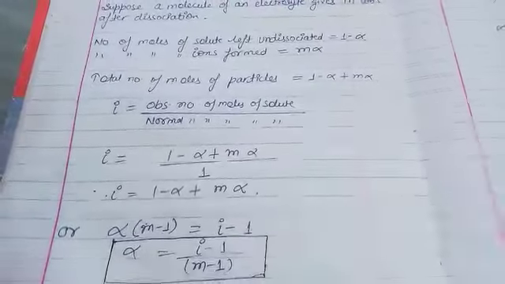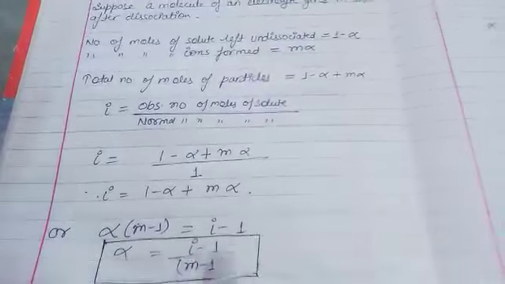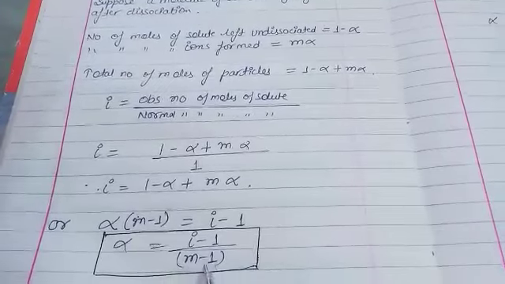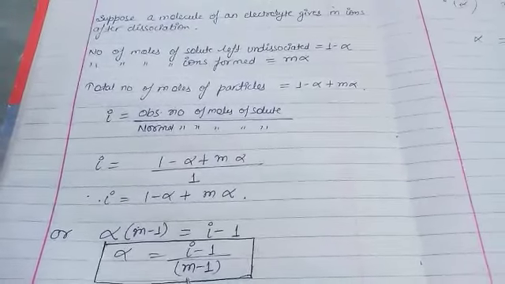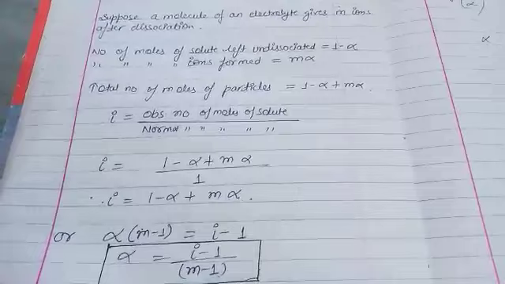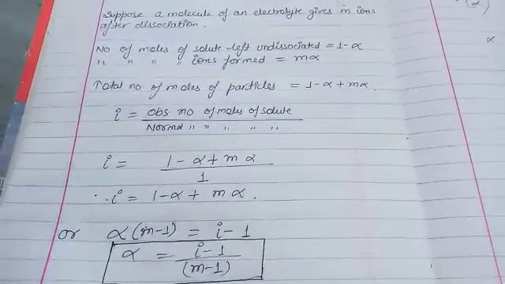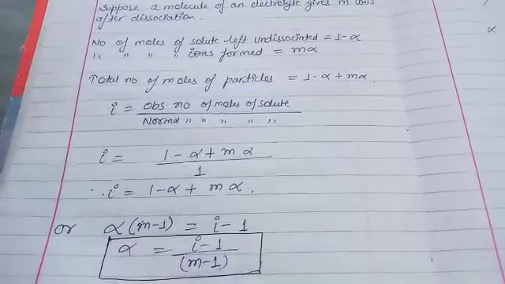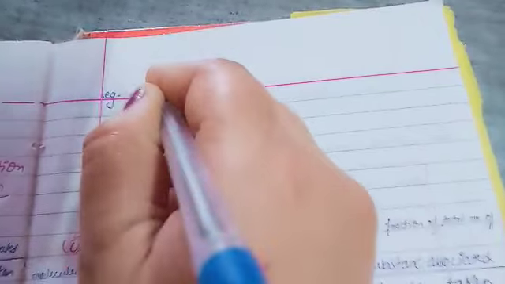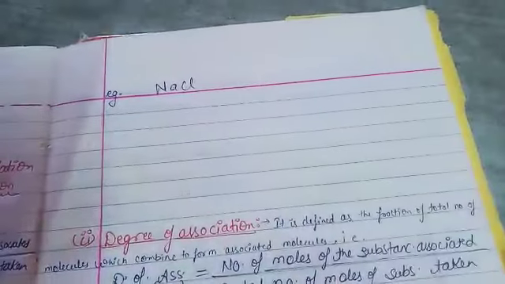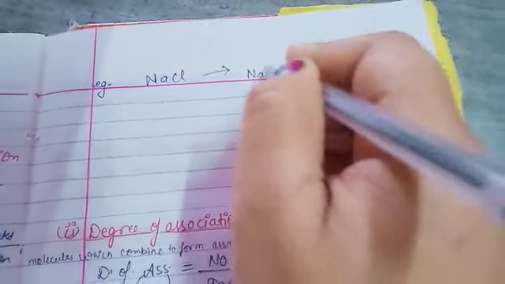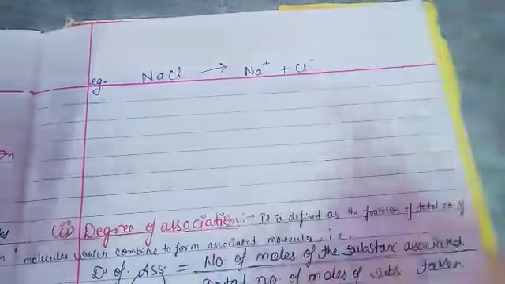Now your main concern is with this only. Alpha is equal to i minus 1 upon m minus 1, where m is simply how many ions are dissociated in the solution. You can take a very general example. Suppose this one is NaCl. After dissociation it gives Na positive plus Cl negative.